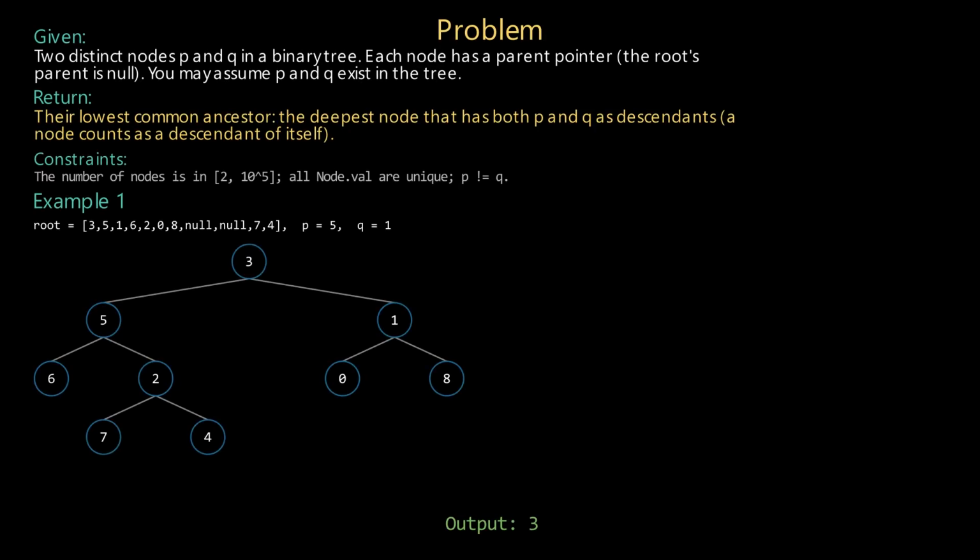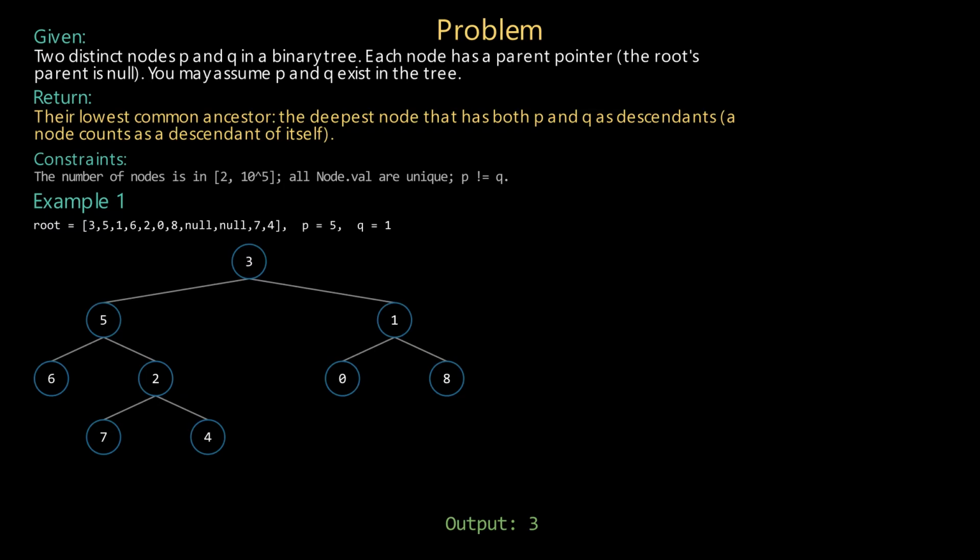Given two distinct nodes P and Q in a binary tree, where every node stores a pointer to its parent and the root's parent is null. Return their lowest common ancestor, the deepest node that has both P and Q as descendants, where a node counts as a descendant of itself. Constraints: between 2 and 10 to the 5th nodes, all values are unique, and P is not equal to Q.